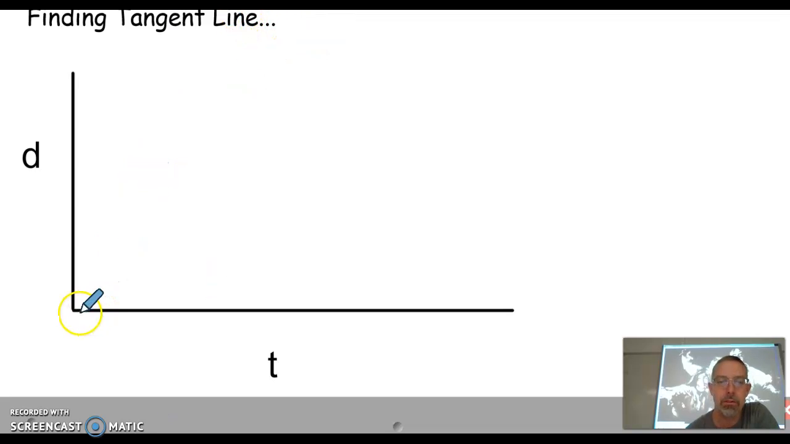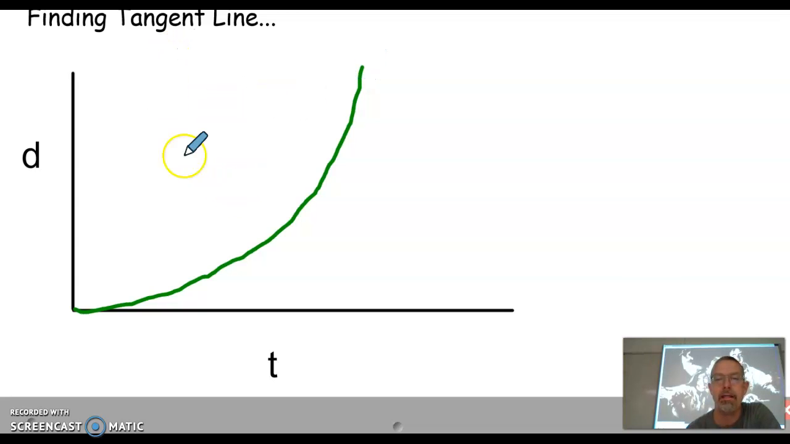So let's say I were to draw a graph here. This would be an object that is speeding up over time. Okay, and I'm going to kind of draw a constantly increasing slope here. Okay, and if I wanted to find what the velocity was at any given point, it'd be the slope as that time approaches zero, as that change in time approaches zero.